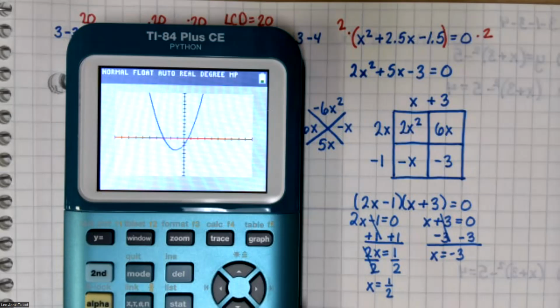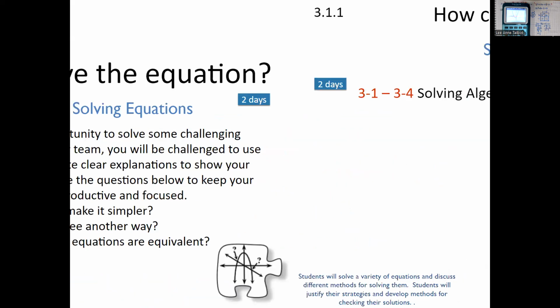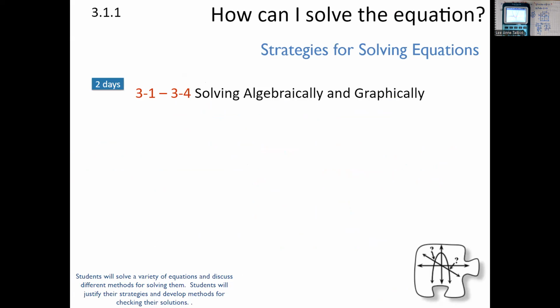Okay, what is the homework? And do I have a joke for you? It's probably bad. So did we do this? Did we solve algebraically and graphically? Did we develop methods for checking our solutions? Indeed, we did.